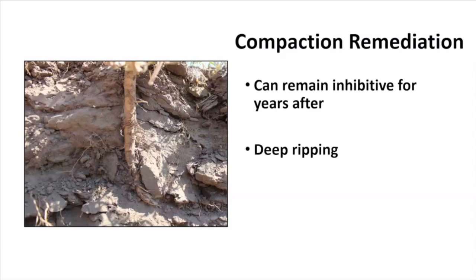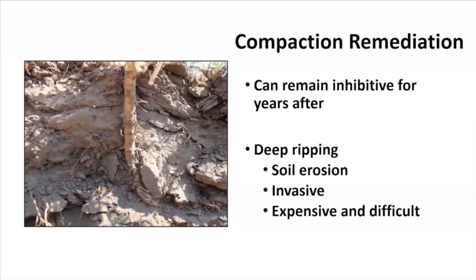So the only surefire way so far the literature has encountered to remediate this compaction is by deep ripping, which is tilling deeply, basically. However, this can increase your soil erosion. This can open up your soil to invasive species. But most importantly, it's very expensive and super difficult, particularly if you're talking about an installed pipeline.